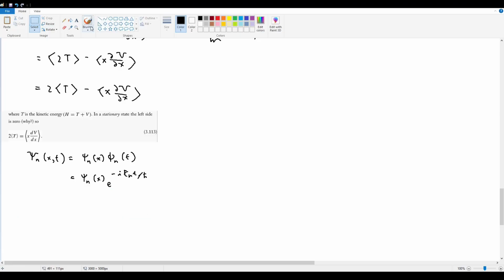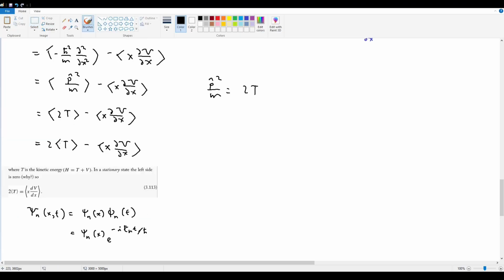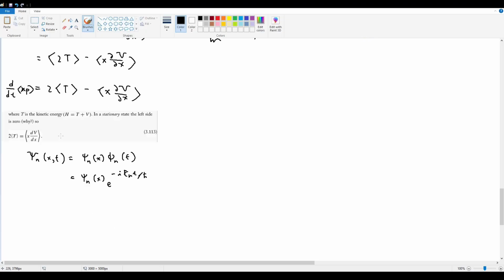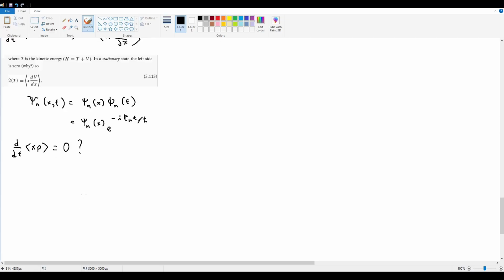So, in a stationary state, the left side is 0. Right now we have d/dt of xp is equal to this expression. We want to show now that somehow d/dt of xp is equal to 0. So how do we show this for a stationary state? Well, let's write out what the actual expression for an expectation value looks like.